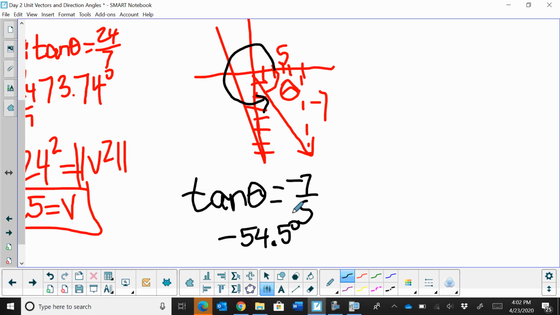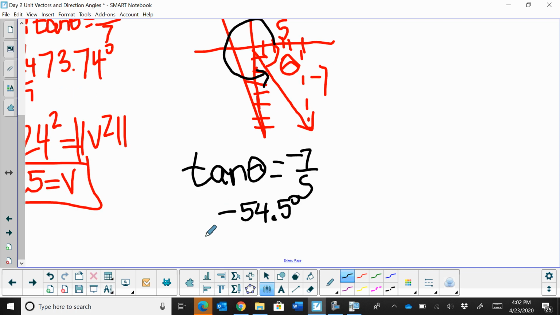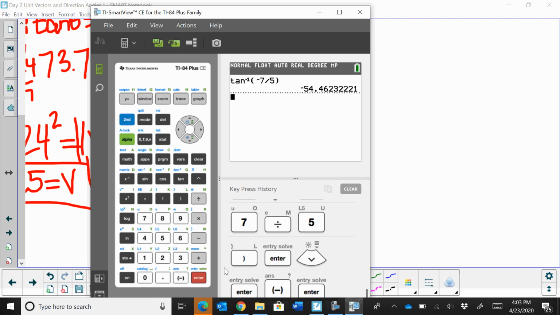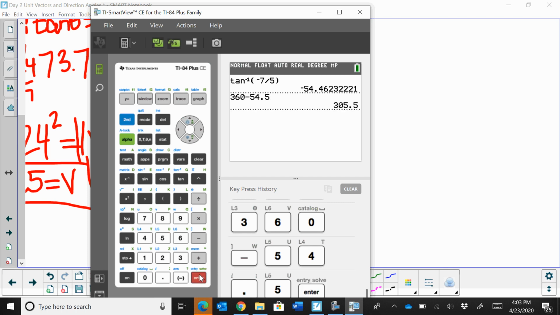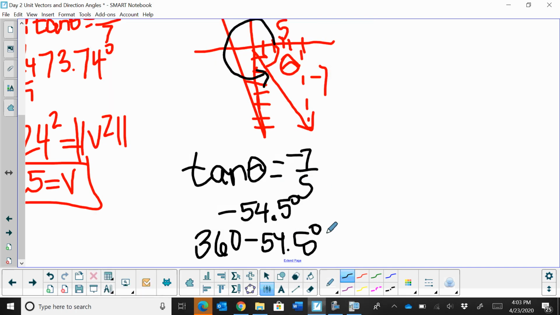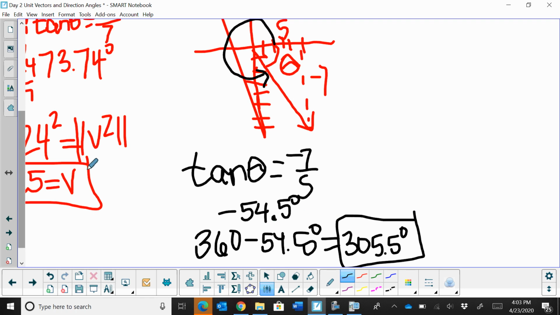And again, tangent in quadrant 4 is going to be negative, but we're going to subtract that from 360 to get the direction. So let's go back to our calculators. 360 minus 54.5 gives us 305.5. So 305.5 would be the direction. Okay? Now we just need the magnitude.